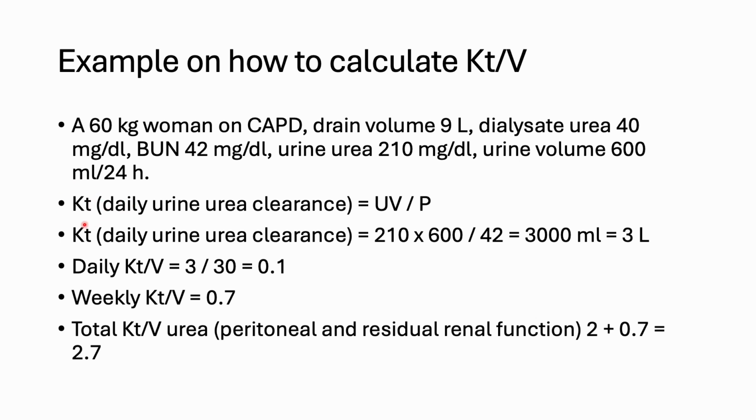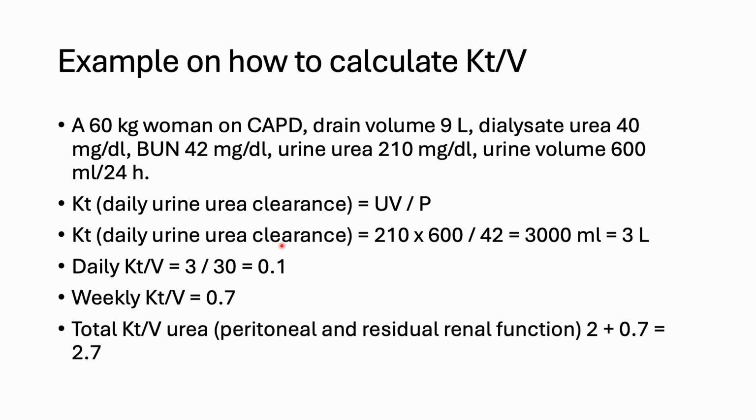So now we want to calculate the urea clearance from the 24-hour urine collection. KT, this is the clearance in 1 day. We get the urine urea times volume divided by plasma. You're all familiar with the UV over P, and then usually here we say times 1440, which is how many minutes per day, but now I don't want to do it per minute. I want to do it per day because we are doing the daily urine urea clearance. So the 210 we get from here, times V is 600, divided by 42, the blood urea nitrogen. And we get a daily urine urea clearance of 3,000 ml or 3 liters.